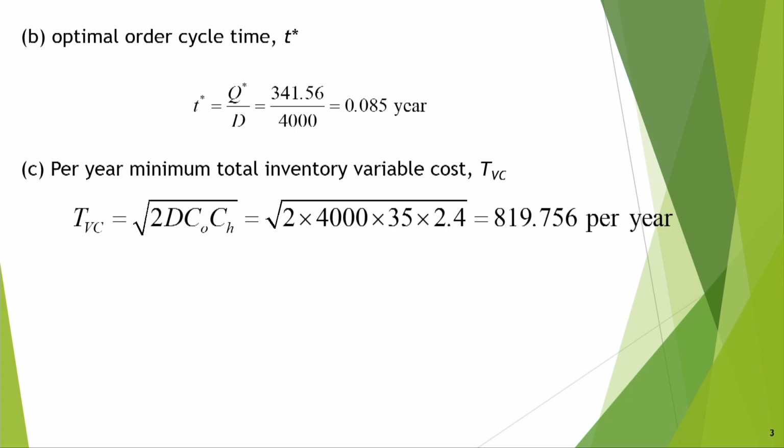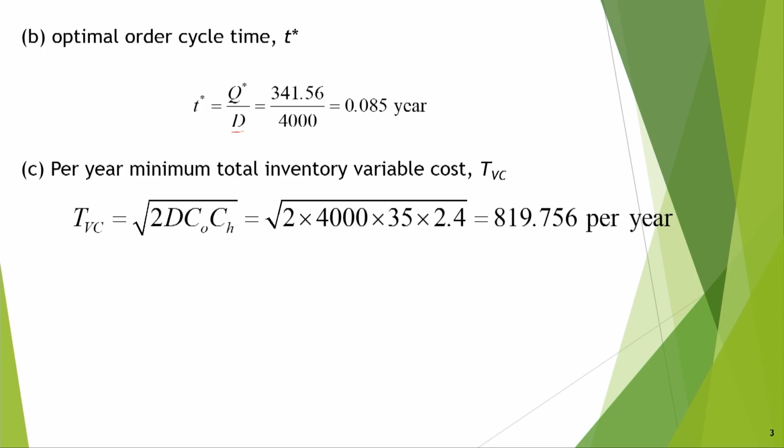Now, optimal order cycle time is T star is equal to Q star by D. Okay. Annual demand is 4000 kg, but you are ordering 341.56 kg in one order. So, that means 341.56 divided by 4000, that means 0.085 year. That is the optimal order cycle time. You can multiply it by 12, you will get the answer in months. If you multiply by 365, you can get the answer in days.